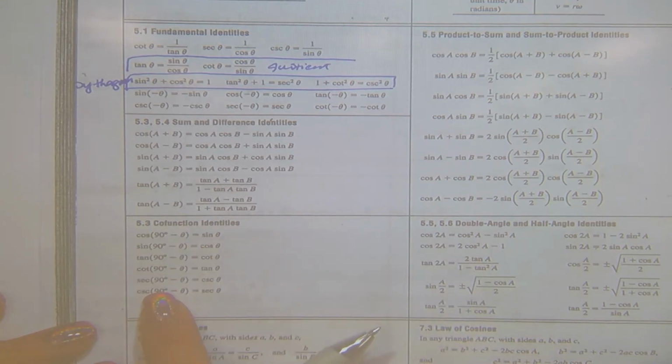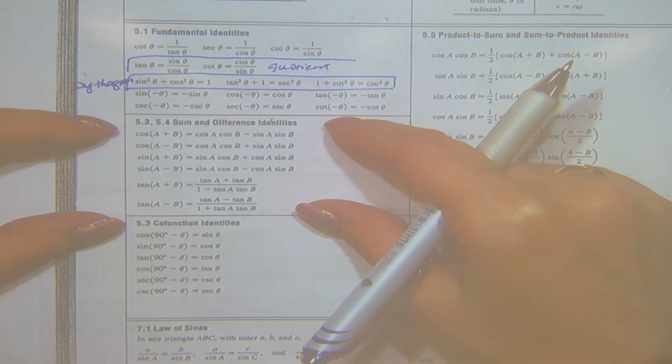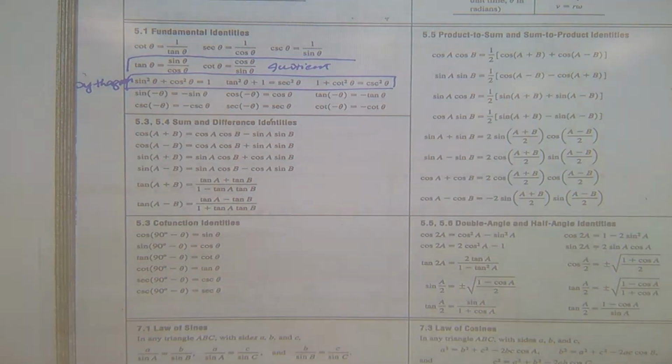Those are not new. What is going to be new are these sum and difference identities. We're going to tackle the cosine sum and difference identities in 5-3, and then we'll come back and we will hit the rest of those sum and difference identities, I believe, in 5-4.